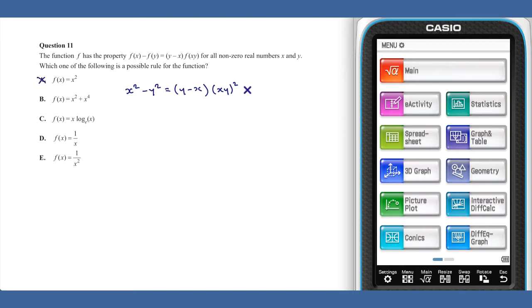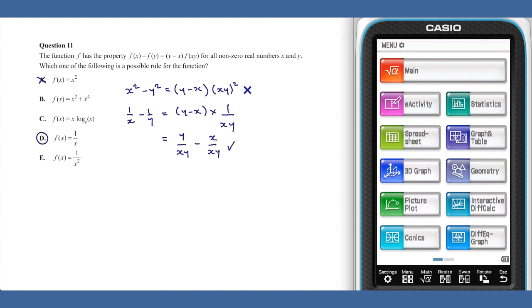By similar logic, B seems unlikely to be the answer, as the indices are unlikely to match. C doesn't look too appealing, so D is worth investigating. Using the function f of x equals 1 on x, we have 1 on x minus 1 on y equals y minus x by 1 on xy. And you can see that if expanded, that would give us y on xy minus x on xy, which is going to be true. So our answer is D.